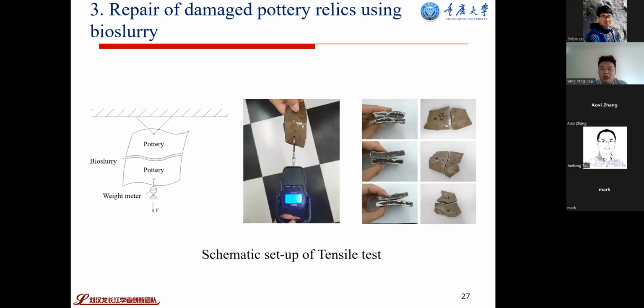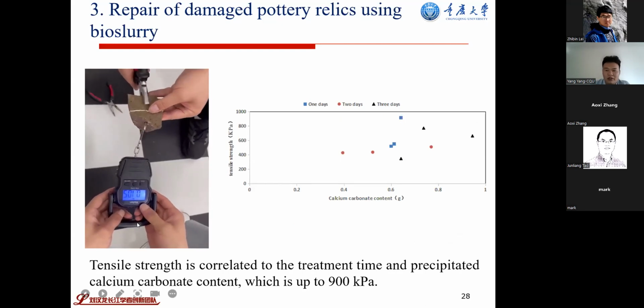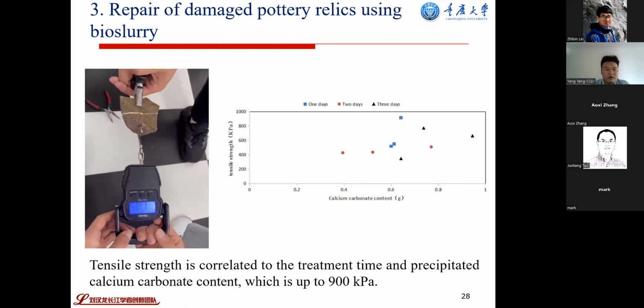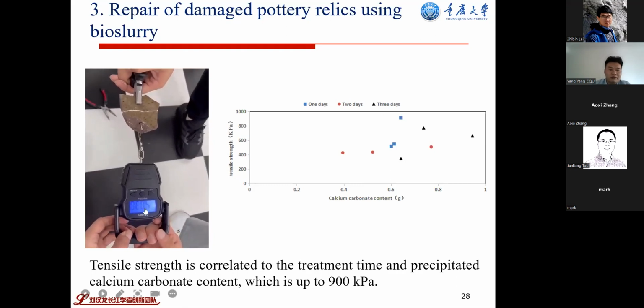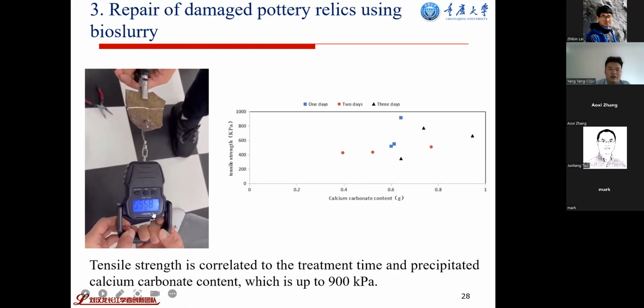Okay, I also did some tests on the tensile strength of the bioslurry-repaired pottery. I fix one side and use a weight meter. I drilled a hole in this and tried to pull. After pulling out, we also see the calcium carbonate. We measured the calcium carbonate content. We also try to do soil improvement. I think I have a small video, about 20 seconds. You see the weight meter go from 2, 3, 4 kg, 5 kg, 6, 7. Finally, it's like 12 or something.